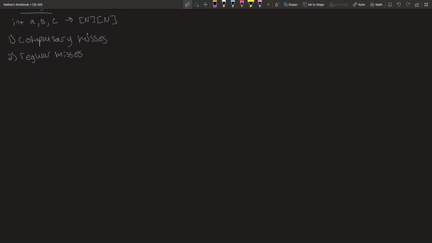Now for the compulsory misses, we can use a nice little formula. That's just n, which is the dimension that defines the array, divided by the element division. And then we want to make sure we also raise that n to the power of whatever the dimension size is. And then that's how we find how many compulsory misses for one array. Now, if this is for many of them, it's just the sum of this. So it'd be the sum of the compulsory misses for each array.